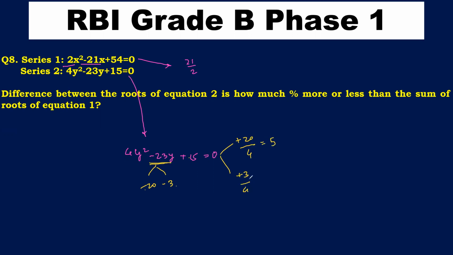So this root is 5. This root is 3 by 4. So the difference will be 5 minus 3 by 4. That is, or directly it can also be done, 17 by 4.